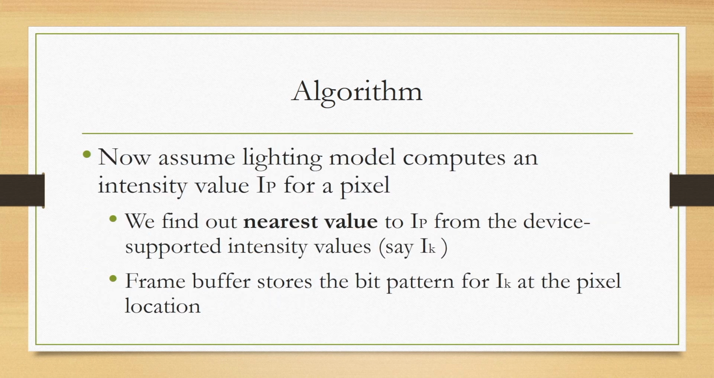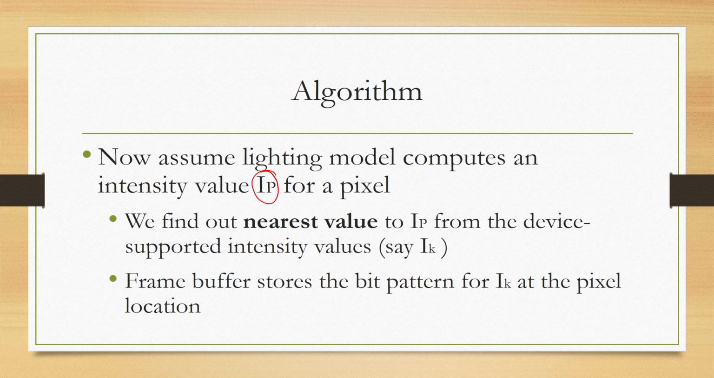Now, let us try to understand what to do next, what should be our next step. In the previous step we computed the value of R, knowing the minimum value, maximum value and the total number of intensity values supported by the device. Then based on that we can compute any I k. Now, suppose using a lighting model we computed an intensity value for a pixel to be I p. So, we are denoting this intensity value by I p.